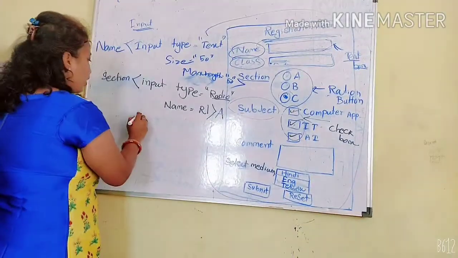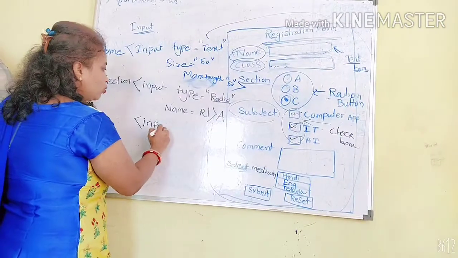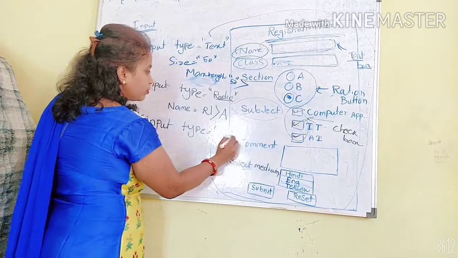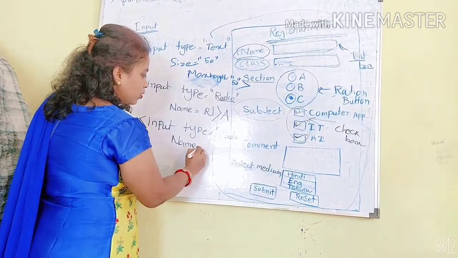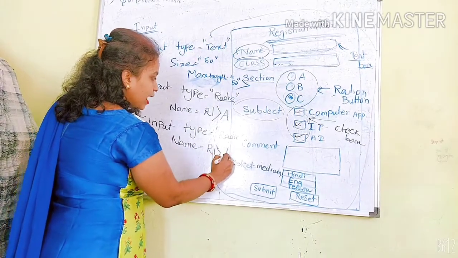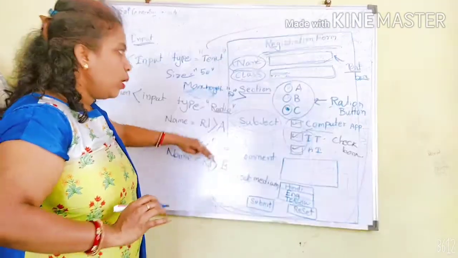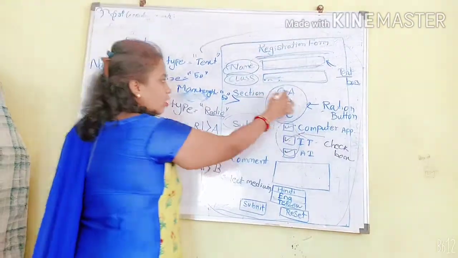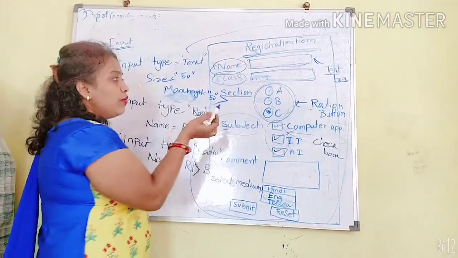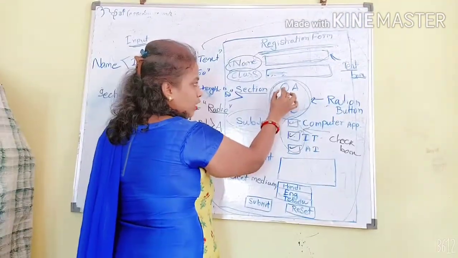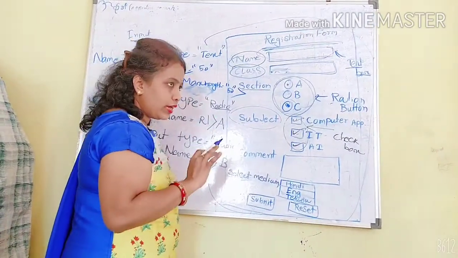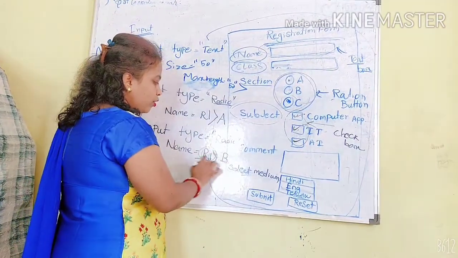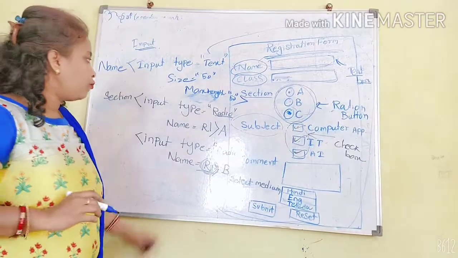Clear? In the same way you have to write for B also: input type equal to radio and name equal to R1 only. Okay, and B. Why am I using R1 here? Because these are all in a radio button package, because they all affect one another. That means, as I already told, when I'm selecting one option, the others are not available. So in the same way we have to put the radio button package for all the options.